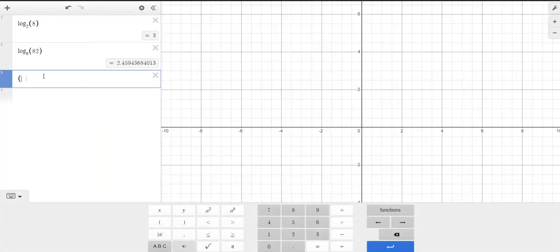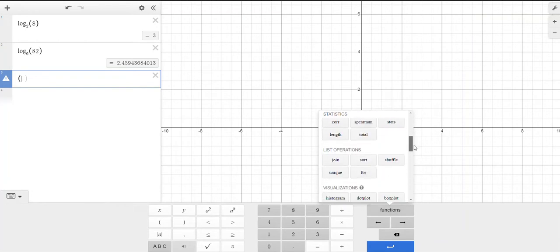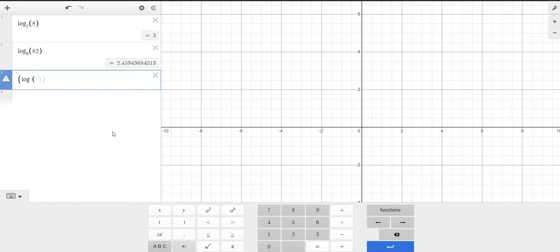I want the log base 4 of 15. So over to functions. There it is, log base 4 of 15. And then I want to add 5. And then divide that whole thing by 2. And I get about 3.477.